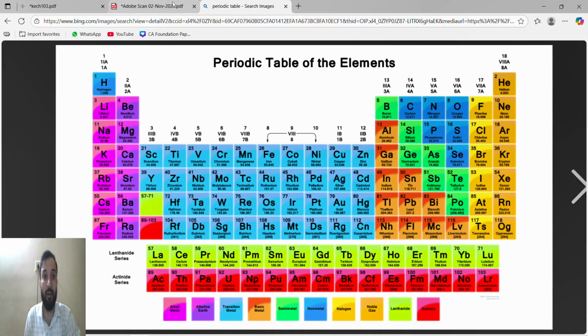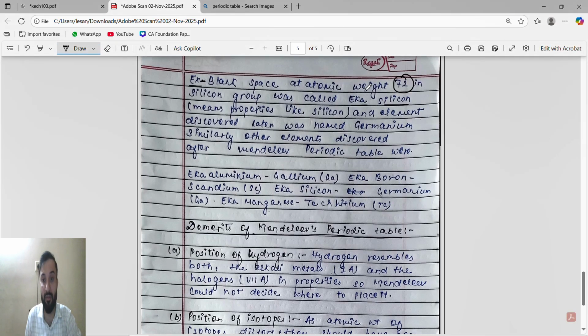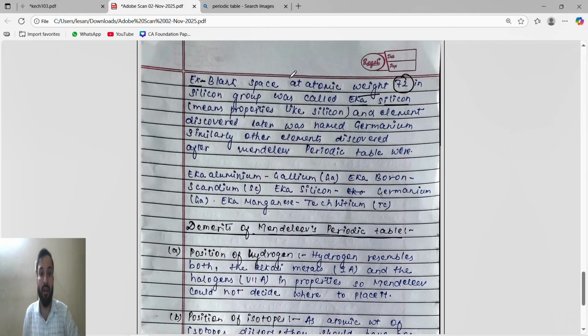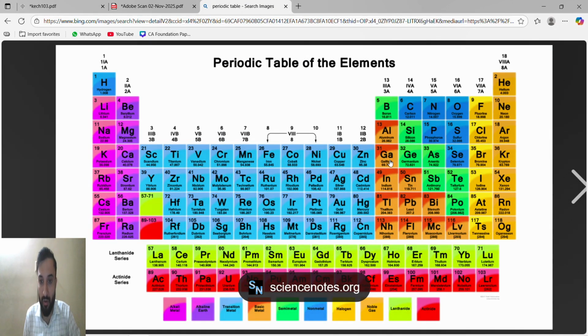Okay, sorry, atomic weight. I'm searching on atomic mass. Sorry guys, see here, there is a blank space at atomic weight 72. You can see here, यहाँ पर देखो. Here at 72, this is silicon, right? Silicon down is germanium, 72.